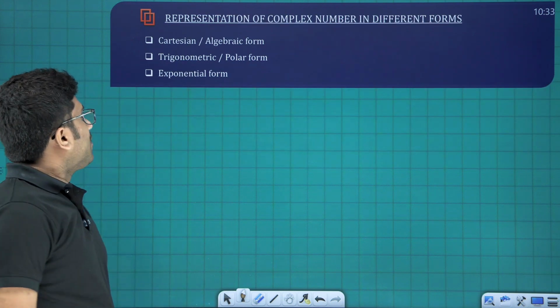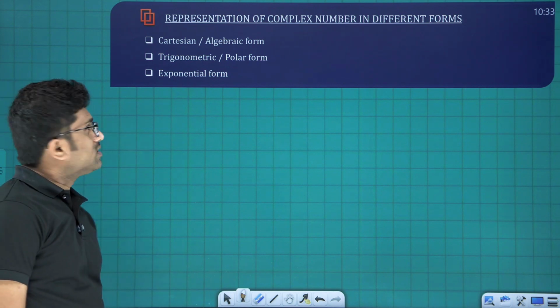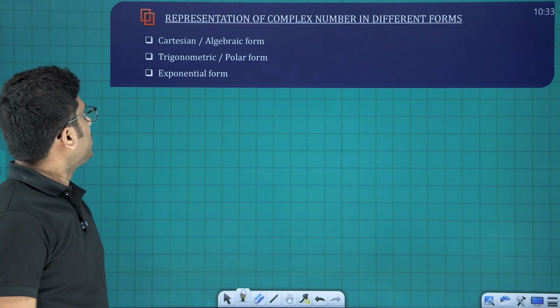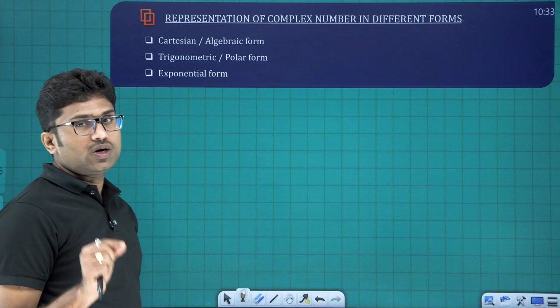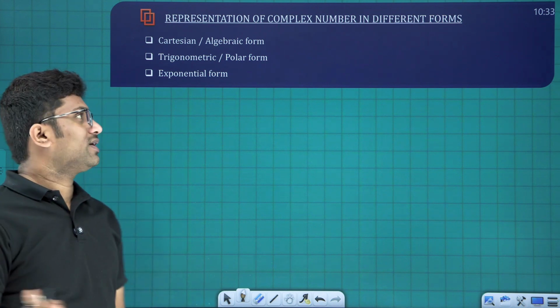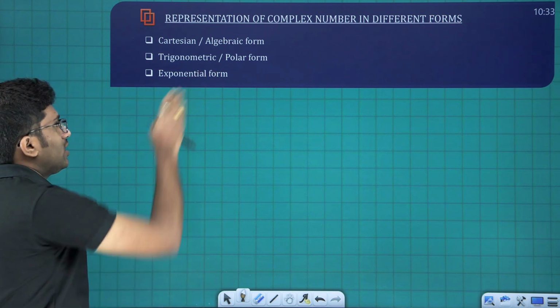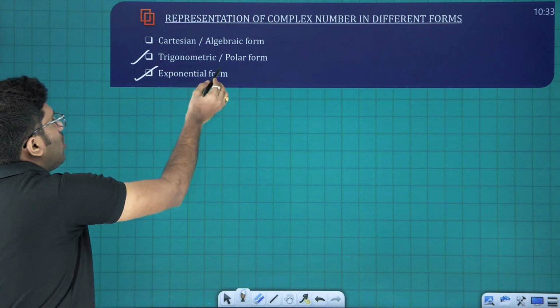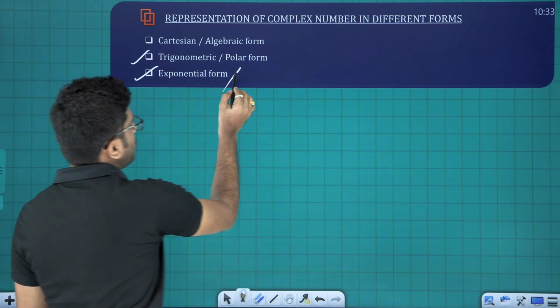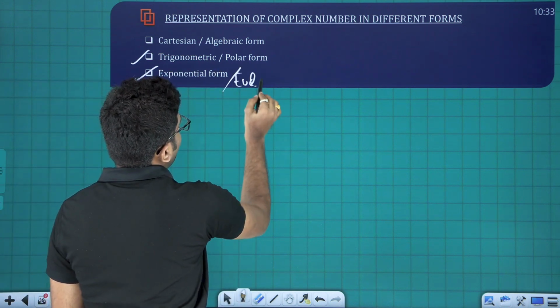Now, for representing a complex number, there are three different methods, friends. We have the vectorial form also, but it is not important. Cartesian or algebraic form: till now, whatever form we have been discussing is called Cartesian or algebraic form. Then trigonometric or polar form, and exponential or, we say, Euler form.